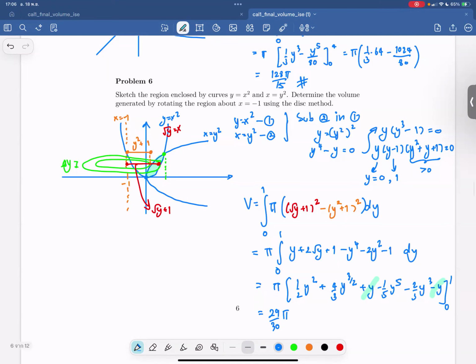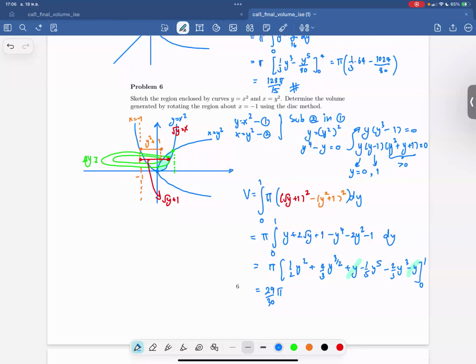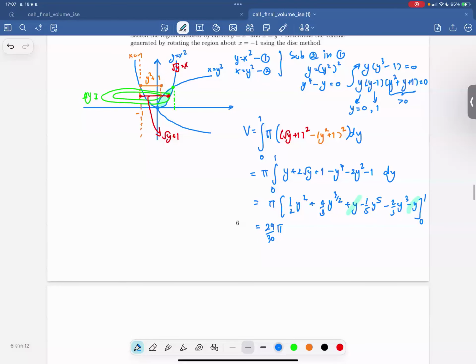Okay, is there any question? Okay, so we move to the final example of the revolution methods with problem 7.